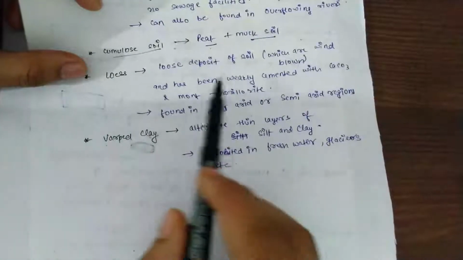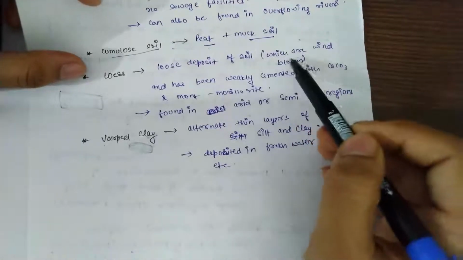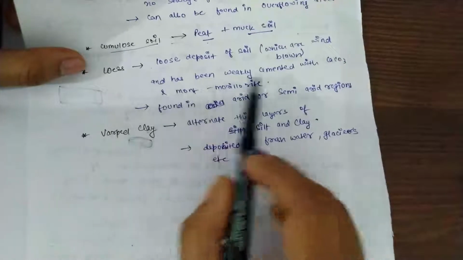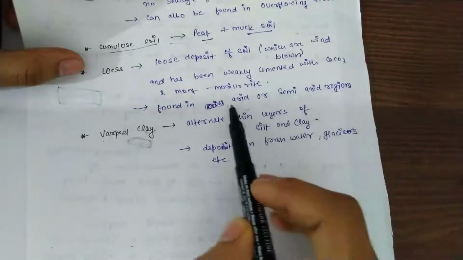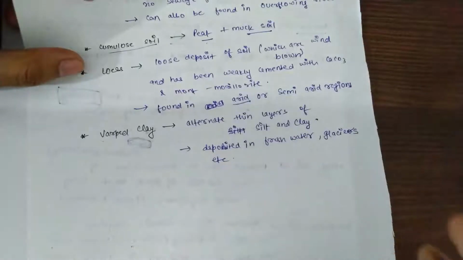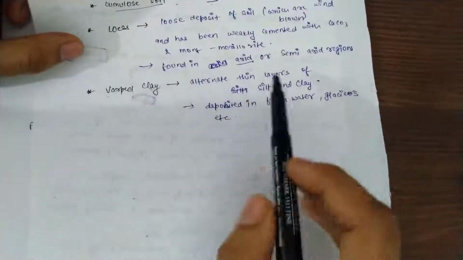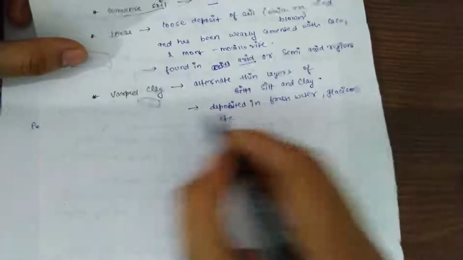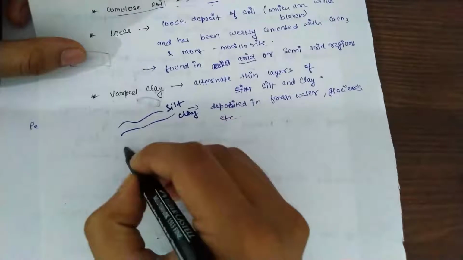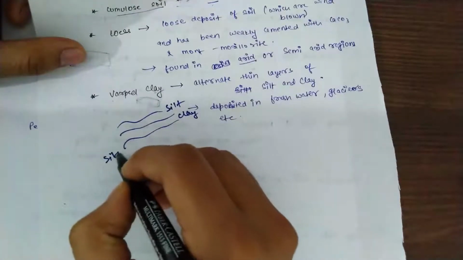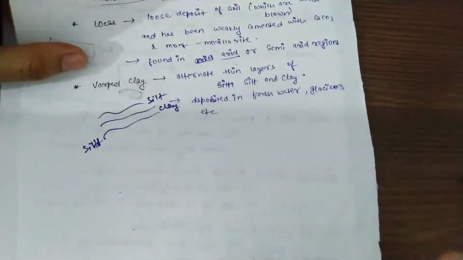Then there is loess. It is a very loose deposit of silt or sand or soil which is wind blown and has been weakly cemented with calcium carbonate and montmorillonite. These are found in arid or semi-arid regions. What are arid regions? The places where air or wind blows continuously. Then there is varved clay. It is alternate thin layers of silt and clay, like this is silt, then clay, then again silt, and it is deposited in fresh water, glaciers, etc.